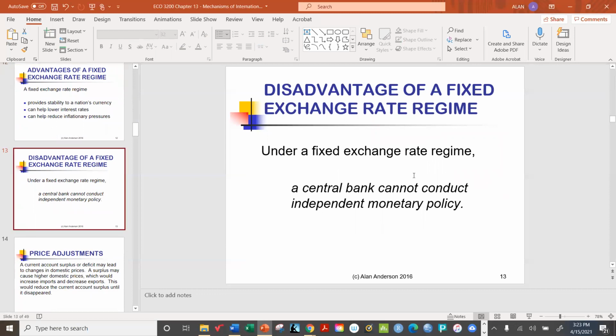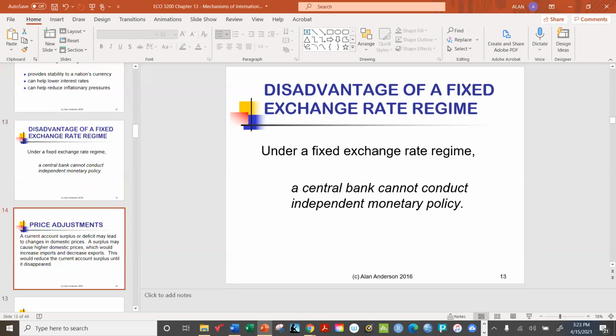But there's the rub. You do not have control over your own monetary policy anymore, because your monetary policy has to be dedicated to keeping the exchange rate fixed. You can't then independently turn around and raise or lower rates because of the state of your economy. So that's what you're losing, some independence.